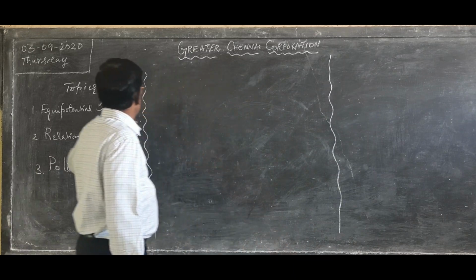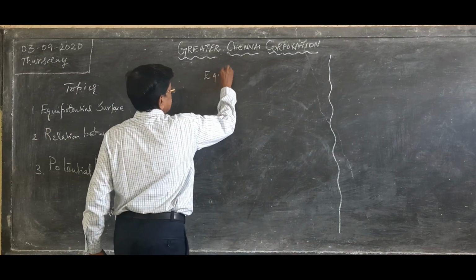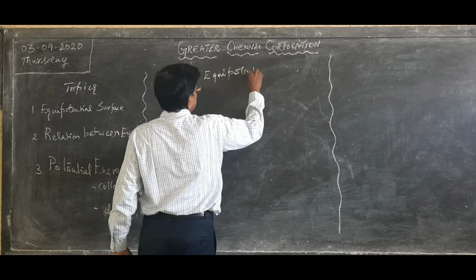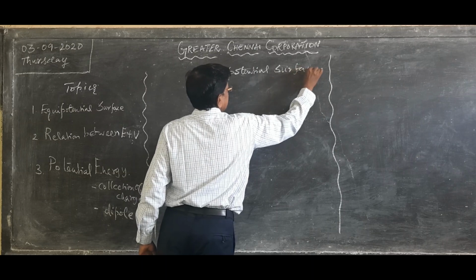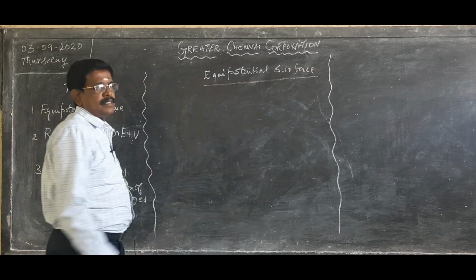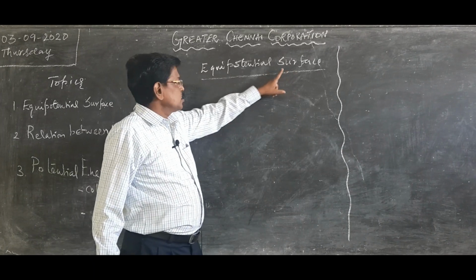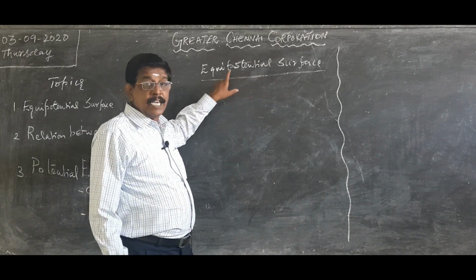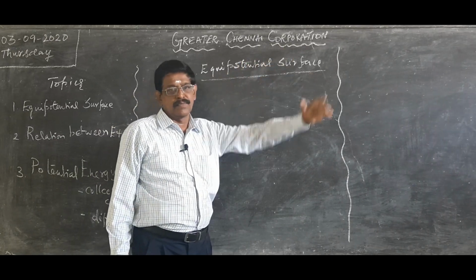The first topic is equipotential surface. So what is meant by equipotential surface? The name itself gives the answer. The surface which is having the same potential is known as equipotential surface.